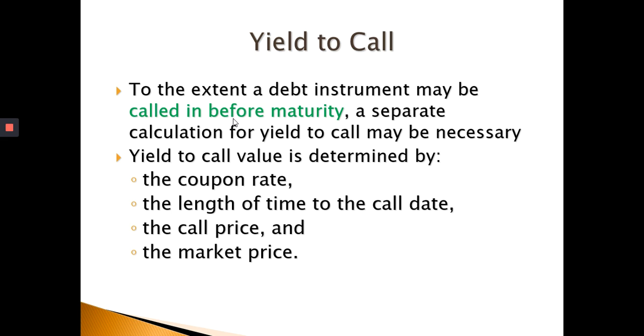Right? In the example I gave in the beginning, the maturity is 5 years, right? If it's yield to call, if it has the call provision, then you don't need to wait until the 5th year. Maybe in the 3rd year itself, the company can settle the loan. Okay, so that is yield to call. Again, of course, it depends on the coupon rate, length of the time, the call date, call price, and the market price.